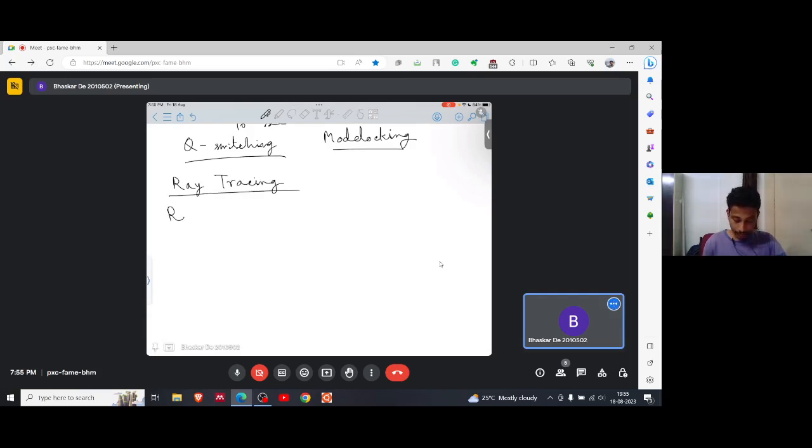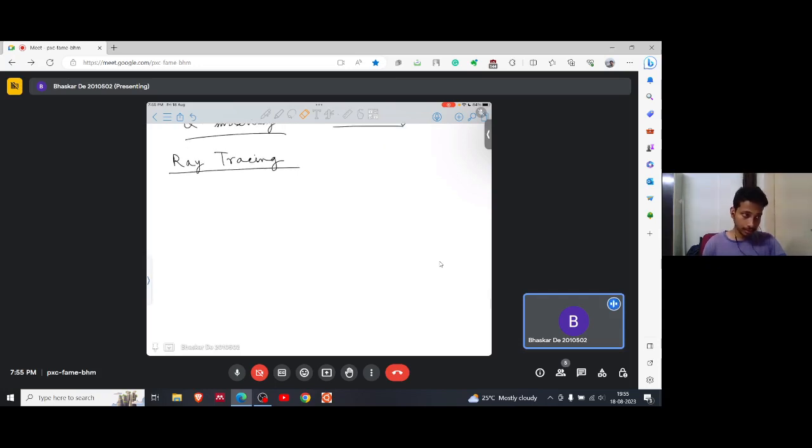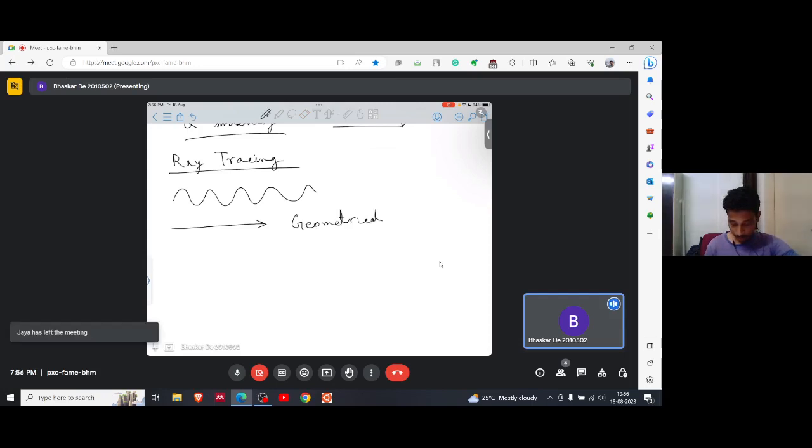So what do I mean by ray tracing? Here we will not consider this as an electromagnetic wave, we will just consider this as a ray. It is just a straight line. So basically we are going back to the basic optics, that is known as geometrical optics.